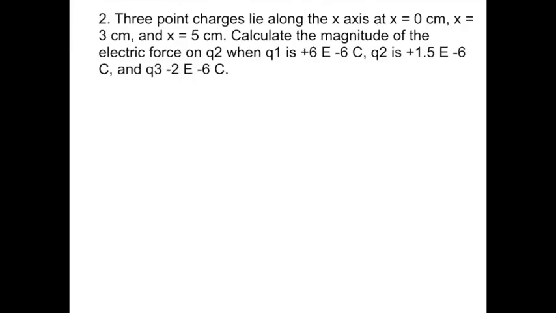Number 2. Three point charges lie along the x-axis at x equals 0 centimeters, x equals 3 centimeters, and x equals 5 centimeters. Calculate the magnitude of the electric force on Q2, which is the second charge, when Q1 is 6 times 10 to the negative 6 coulombs, Q2 is 1.5 times 10 to the negative 6 coulombs, and Q3 is negative 2 times 10 to the negative 6 coulombs.